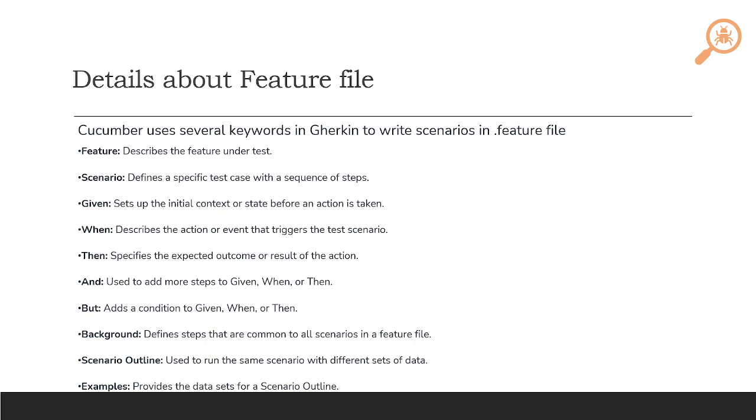How do you define it? Using these keywords: Given, When, Then, And, But. Given is for your setup, whatever the preconditions are. When describes your action, what you have to do, the main actions. In Then you verify the result. The And keyword is used to add additional Given, When, Then steps in between. The But keyword is used for conditions; if you have particular conditions, you use the But keyword.